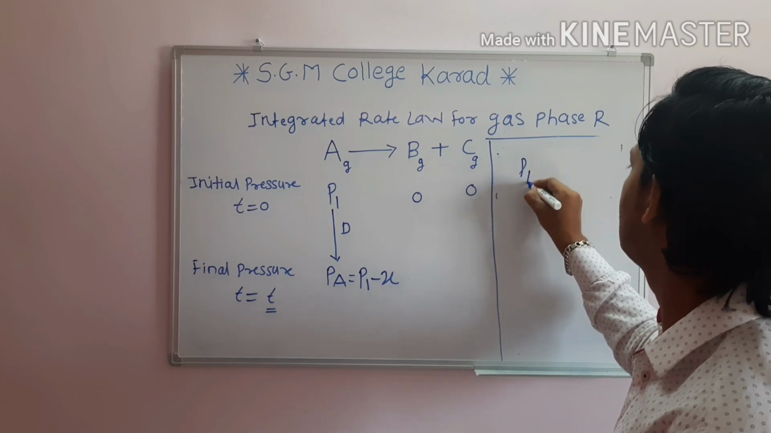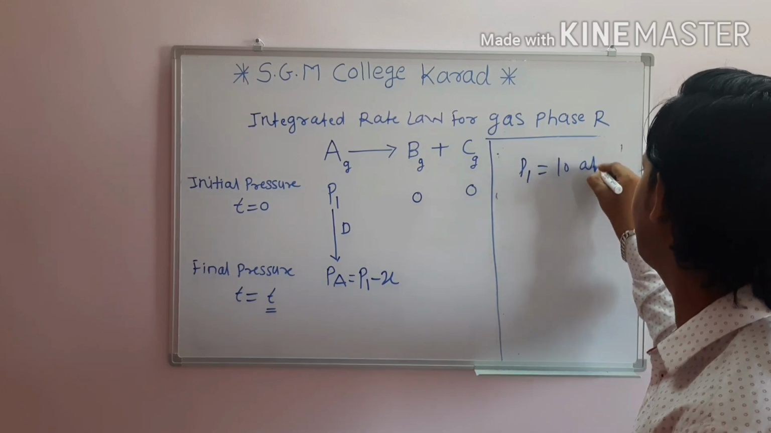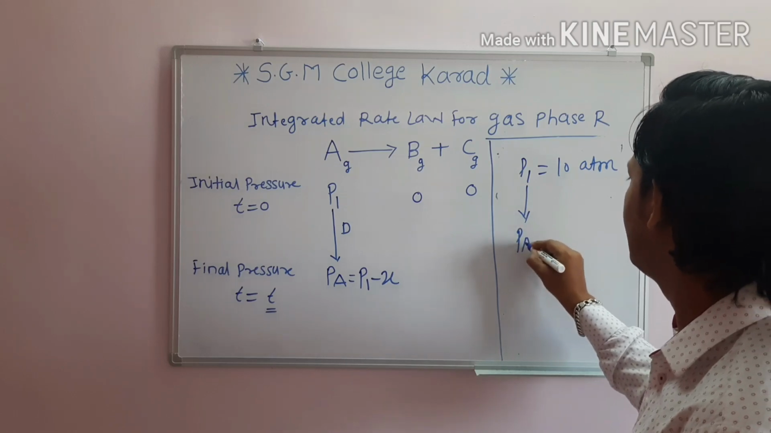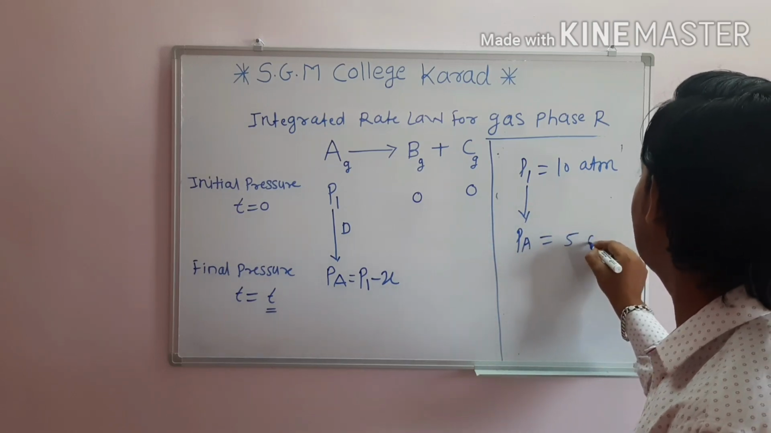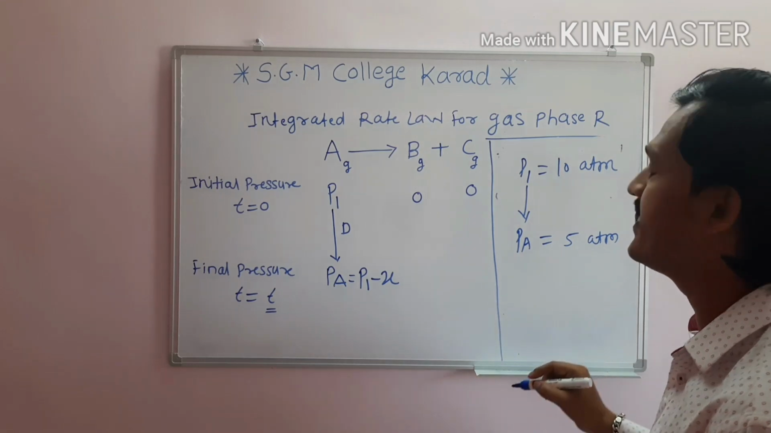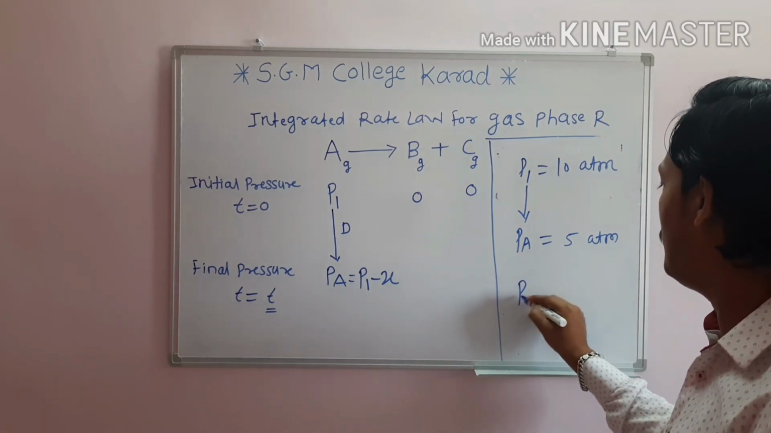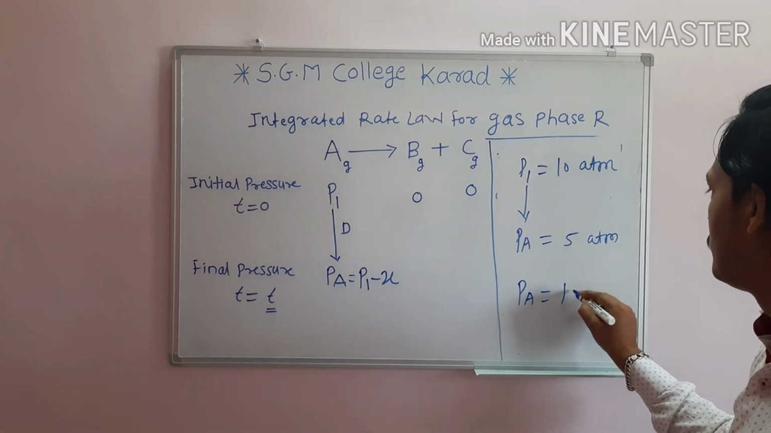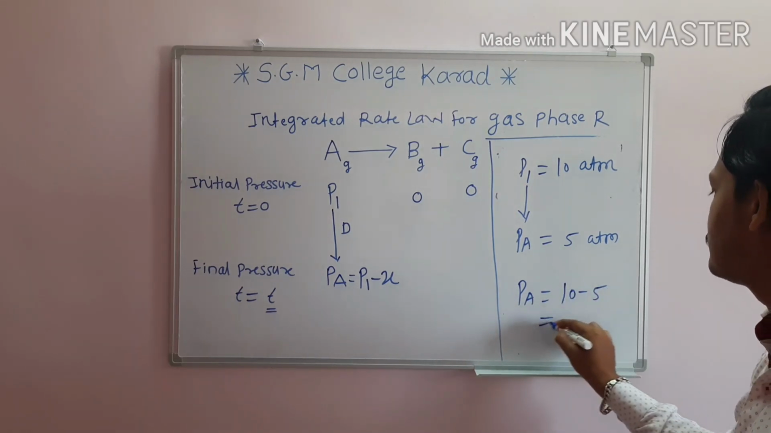P1 is the value of 10 atm pressure. Then pressure decreases to 5 atm. How to alternatively write it here? PA is equal to 10 minus 5. So the answer is 5.